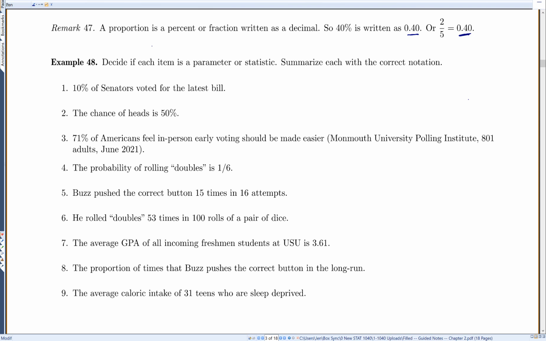10% of senators voted for the latest bill. Do we have information on all the senators? Well, yes, there's not actually that many senators. We can collect information on all the senators. So to me, that sounds like it's for the entire population, the entire population of senators. And so this would be a parameter. And I could say that pi equals 0.10. So pi is our population proportion symbol.